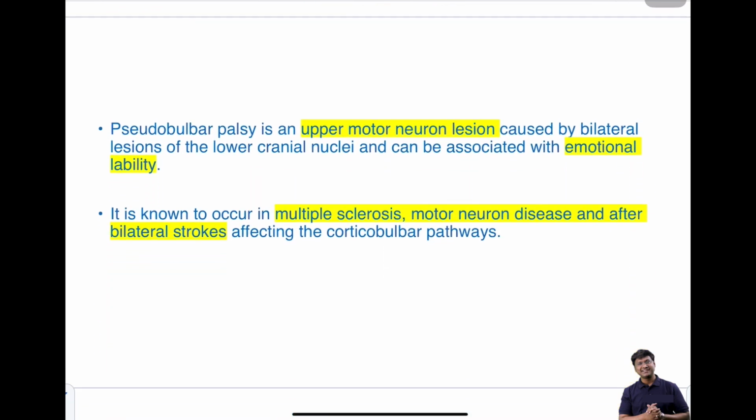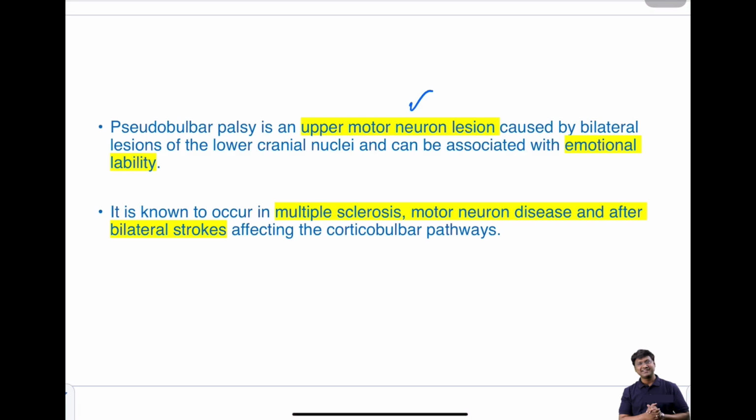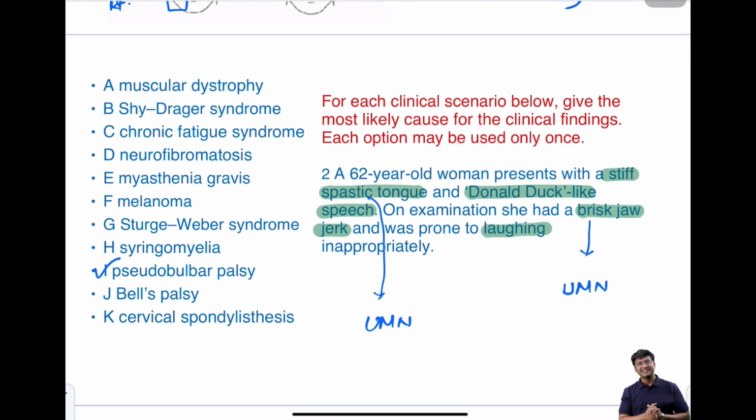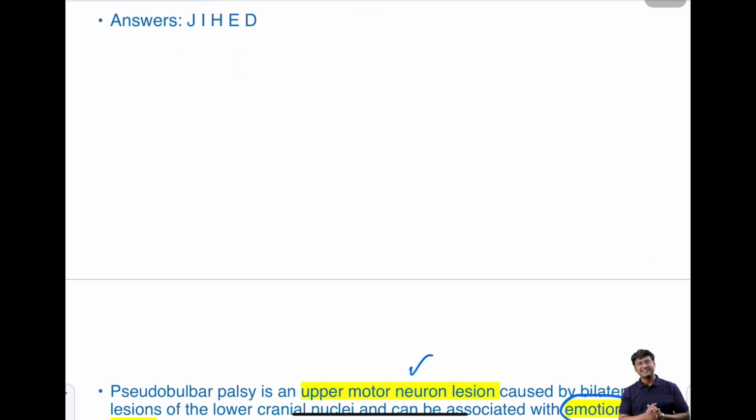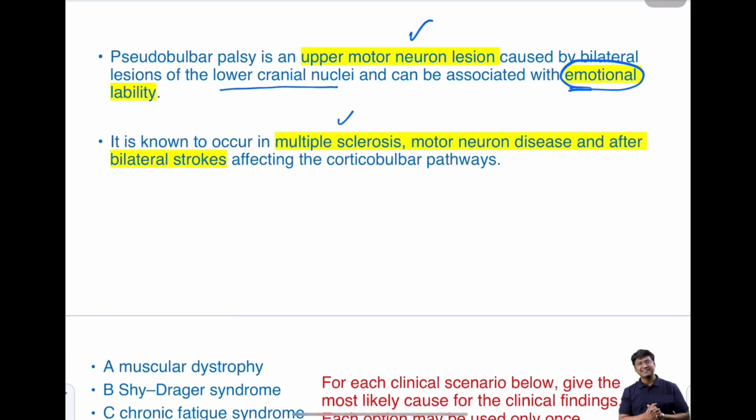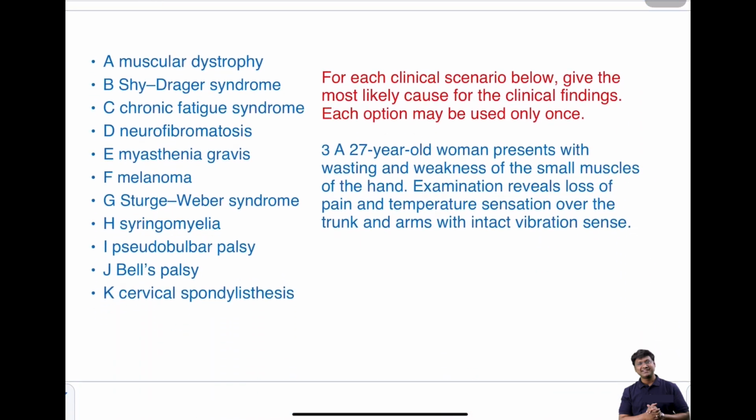So pseudo-bulbar palsy is an upper motor neuron lesion which is caused by bilateral lesions of the lower cranial nerve nuclei and can be associated with emotional lability. Now, if you take the clinical picture of our patient, he is prone to laughing inappropriately. So that is the emotional lability. And what are the conditions where you will have the pseudo-bulbar palsy? You will have this pseudo-bulbar palsy in conditions like multiple sclerosis, motor neuron disease, as well as bilateral stroke. So that is about your pseudo-bulbar palsy.